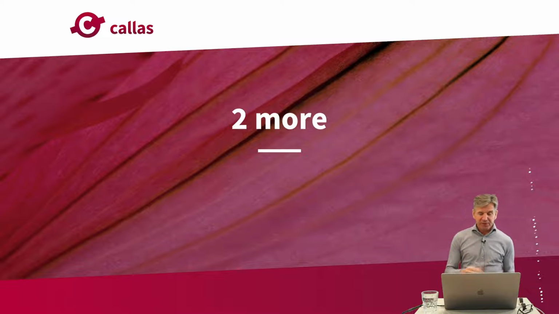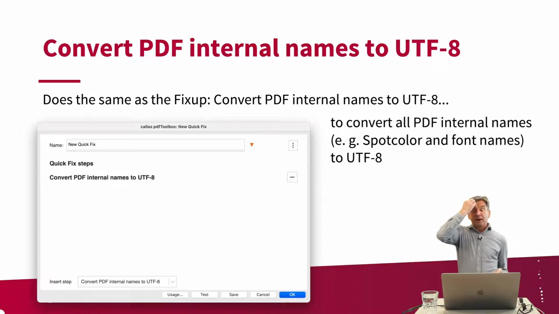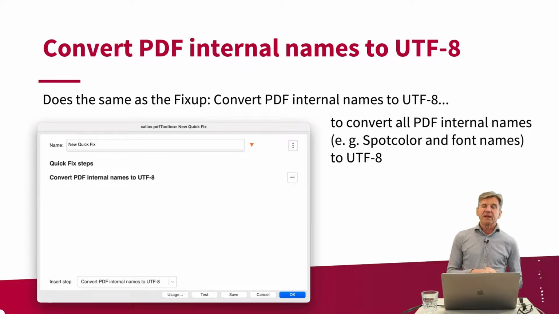Two more things. I'm pretty good in time, actually. Very short, tiny little thing. You should know that it's there if you're interested in internal quality of PDF files. There is a new quick fix: convert PDF internal names to UTF-8. And there already is a fix-up with the very same name. So the explanation is quite easy. It exactly does what the fix-up does. It only is a quick fix, so it works slightly faster. For instance, PDF/X and PDF/A require that all internal names are valid UTF-8 names. So it's a quick fix, you can just run it, and usually you should have a better result than before.